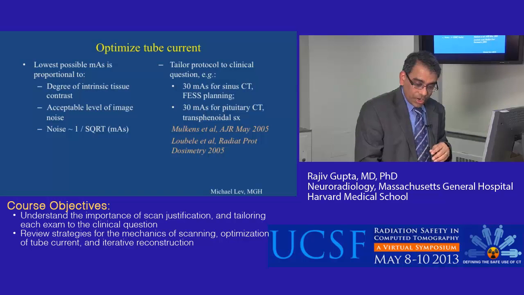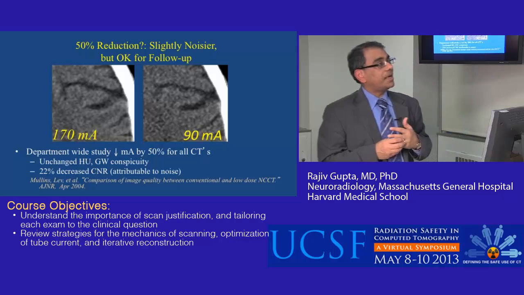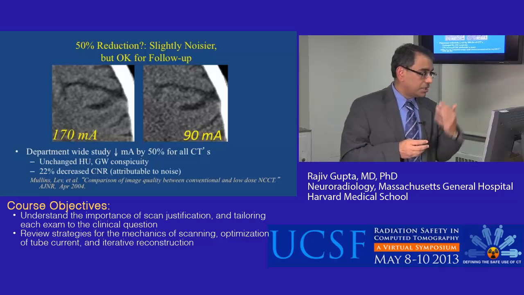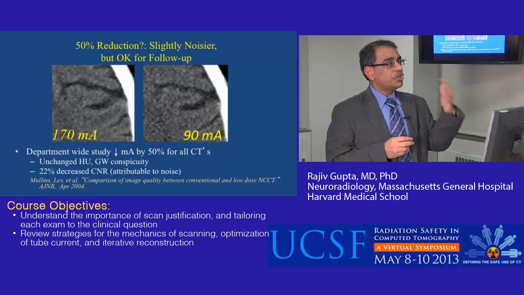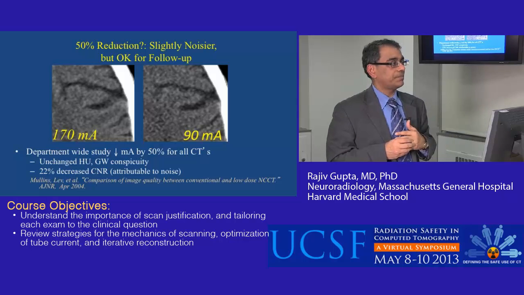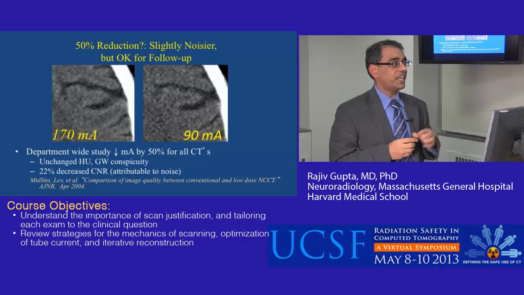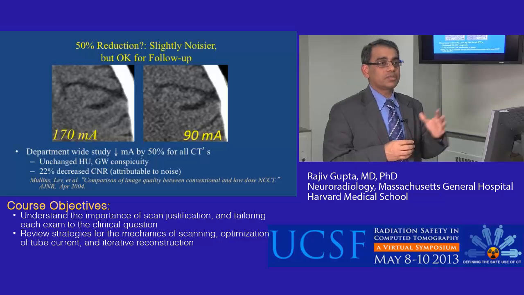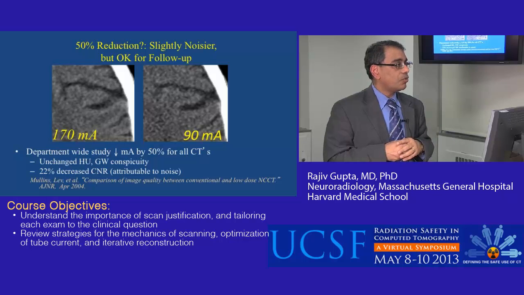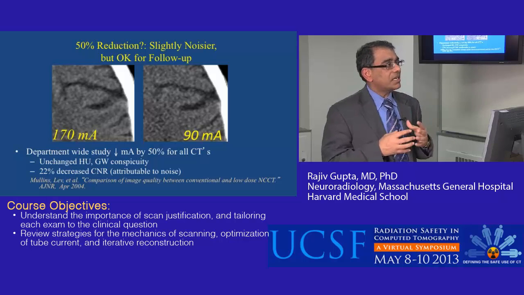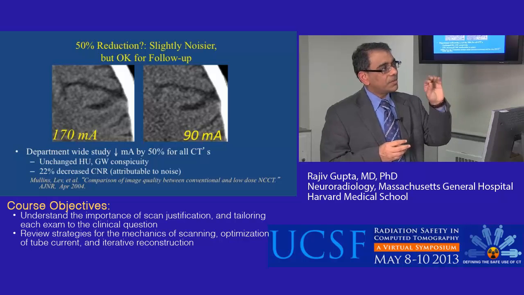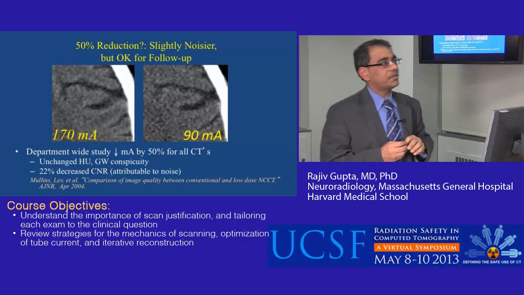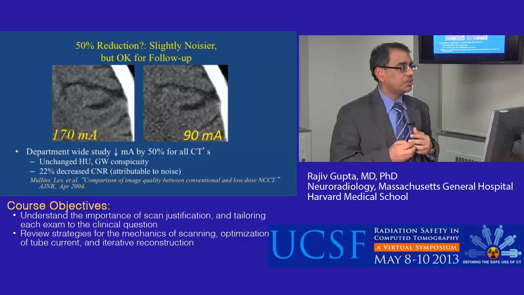Okay. So, we did actually a simple experiment in 2004, and that has been published, where for all repeat scans we dropped the tube current almost by a factor of 50. Okay. So, on your left you have a scan that was performed at 170 MA, and then on your right you have a scan that is performed at 90 MA, and what you see is that there is actually not that much difference in the image noise. The image noise is definitely higher, but the important aspects such as gray white differentiation you can still perceive even in the low dose scan.